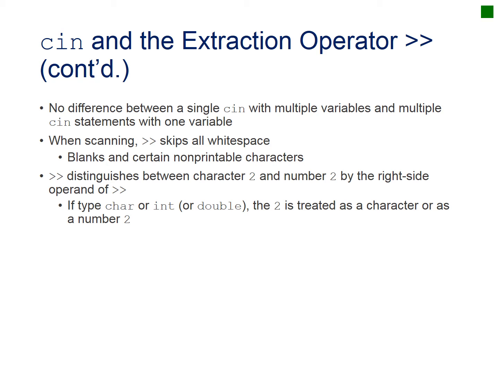When scanning, the double greater than symbol skips all white space. These include blanks and certain non-printable characters. It is important to note that the double greater than symbol distinguishes between the character 2 and the number 2 by the right side operand. For example, if the variable is of type char or int, the 2 is treated as a character or as the number 2.